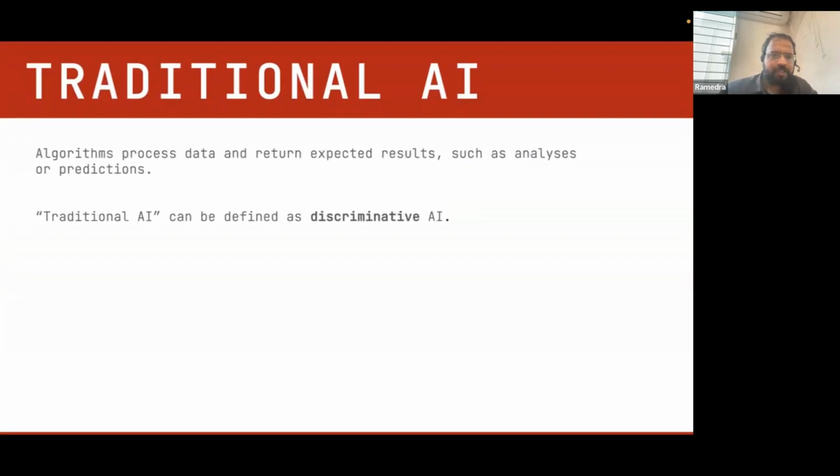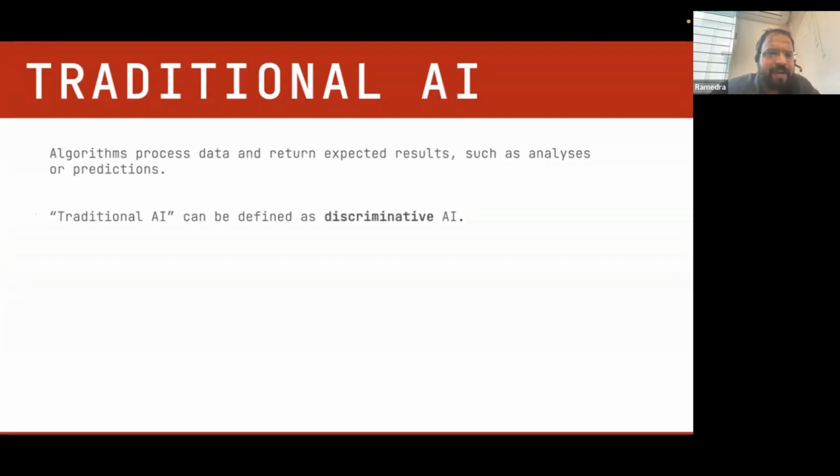Right? So this is basically a set of algorithms that process data and return expected results, such as analysis and prediction. What does that mean, right? And I'm also saying that it can be defined as a discriminative AI. What does that mean, right?